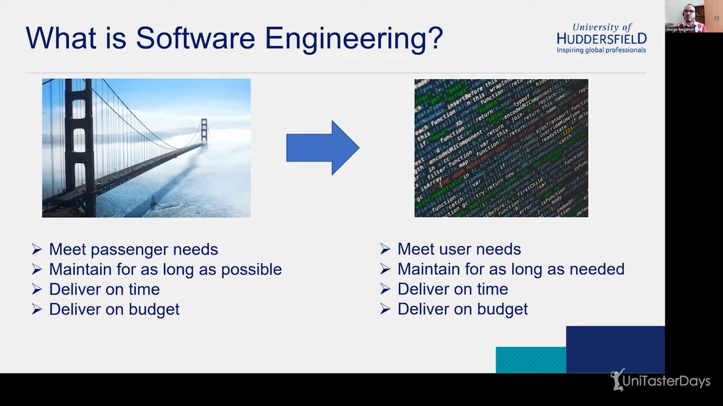So you need that longevity for software the same way you need it for a bridge or any other structural building. Then time and budget are very important in terms of engineering projects like bridges. Well, it's the exact same thing with software. You need your software to be delivered on time. You need it to be on budget. Otherwise, you would have dissatisfied clients, users, and obviously companies wouldn't be able to cope.